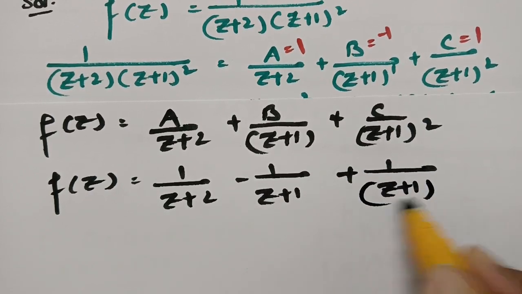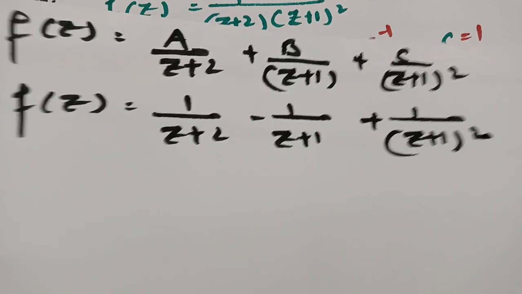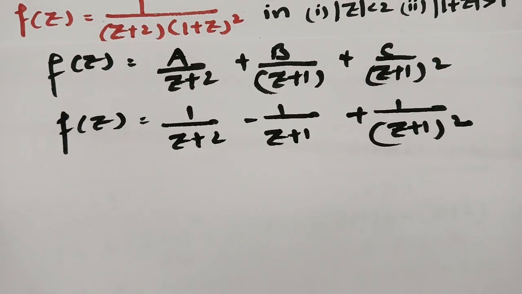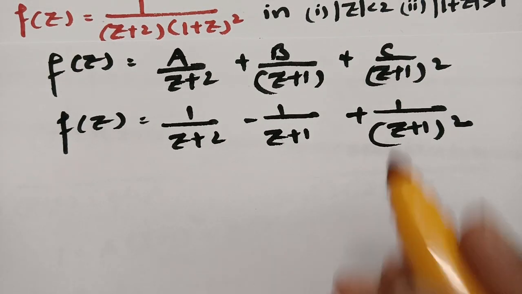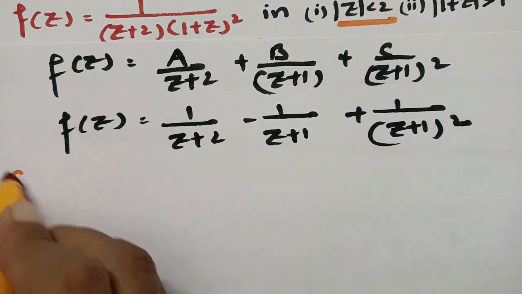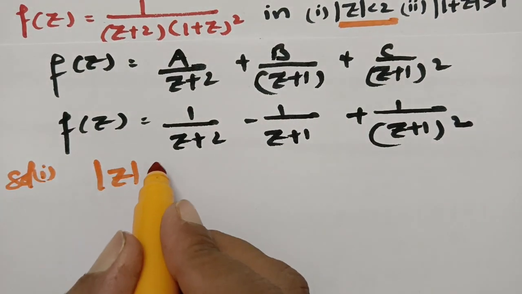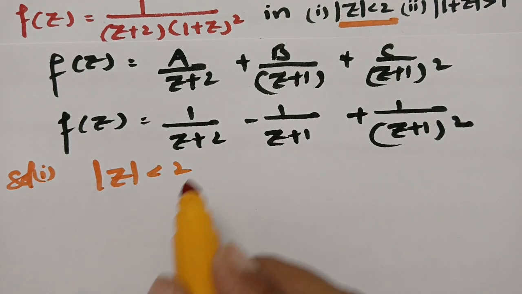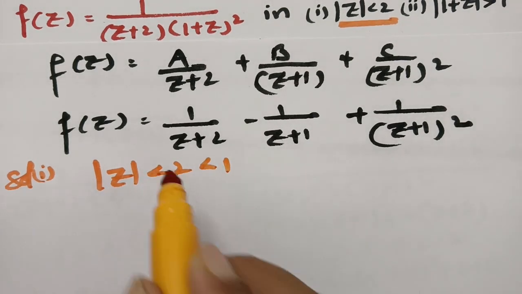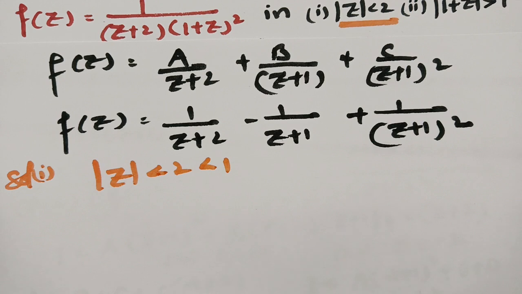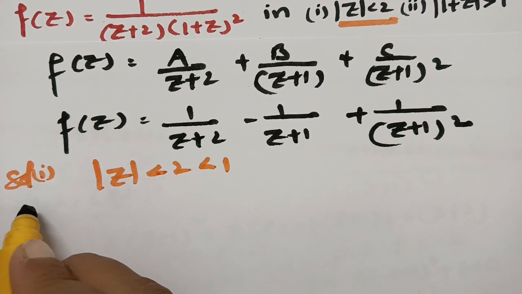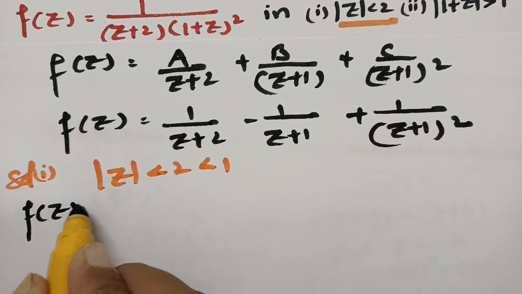So this is (z + 1)². Now the first condition here is |z| < 2. So in solution 1, the region here is |z| < 2, and it is still less than 1.